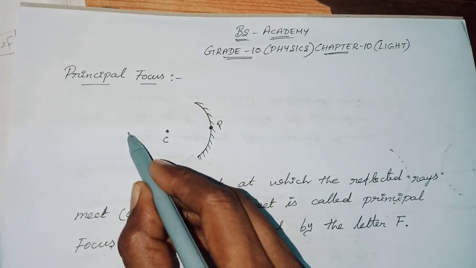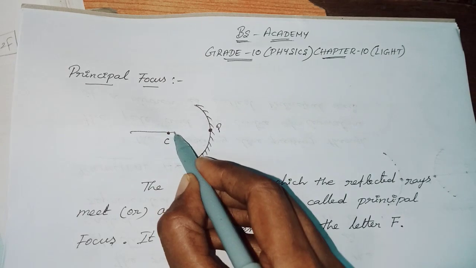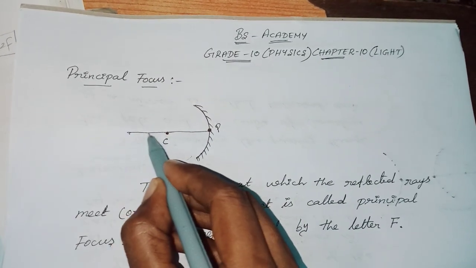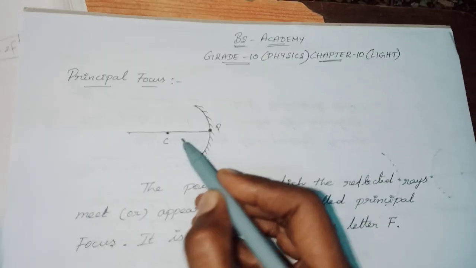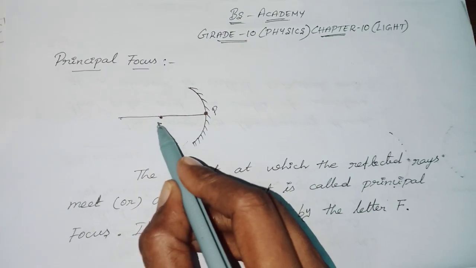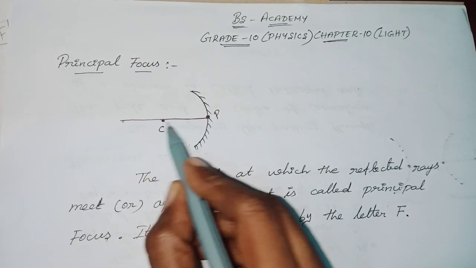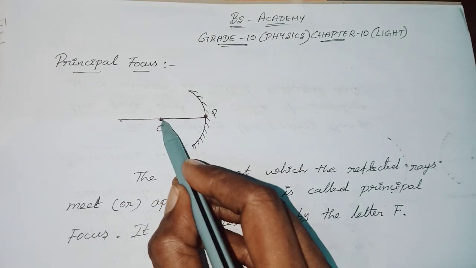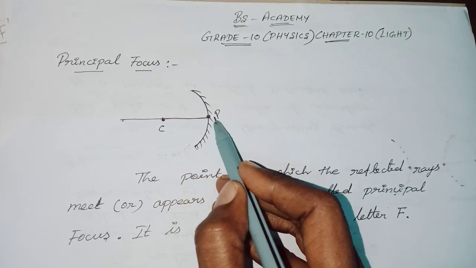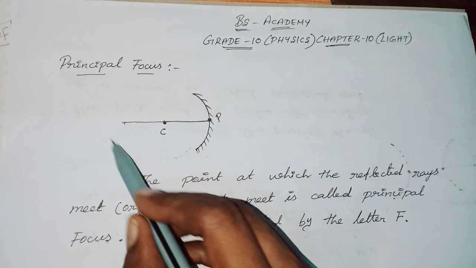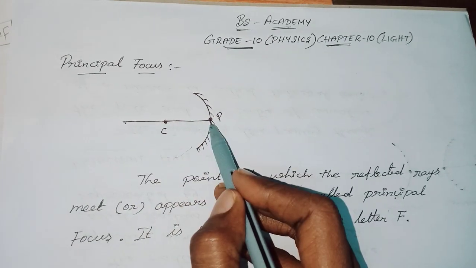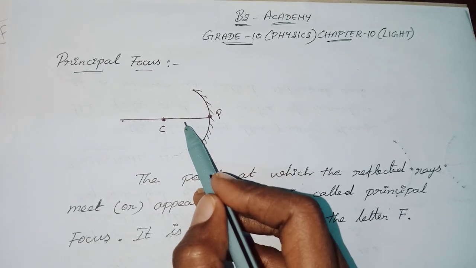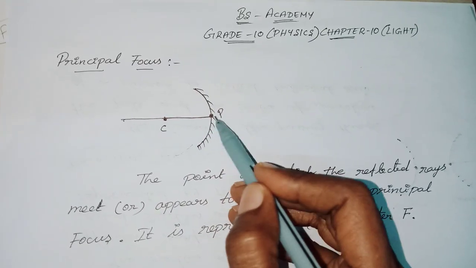And we already know the imaginary line which is passing through the center of curvature and the pole is called as what? Principal axis. And this distance is called the radius of curvature, that is the radius of the sphere, represented by the symbol capital R. We already discussed all those things in the last video itself.